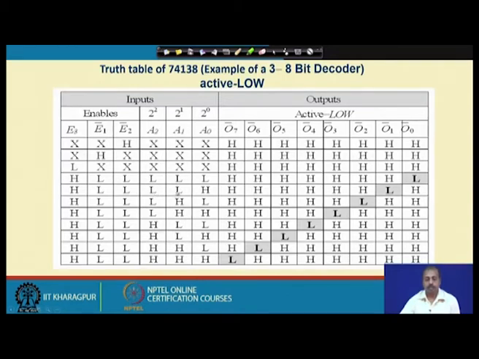Similarly, if I put A1 and A2 as 0 and A0 as 1, this will put the O1 line to low and the rest of the lines to high. So, this is the 74138 3 to 8 bit decoder, which is an active low 1 of 8 decoder.